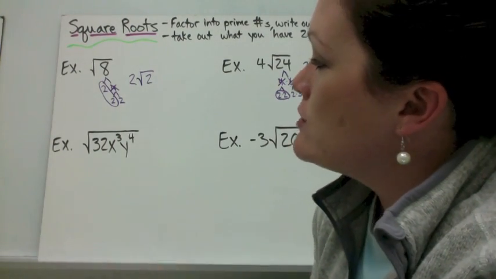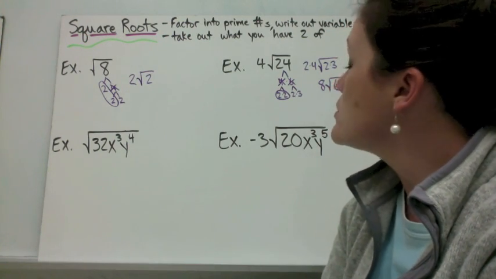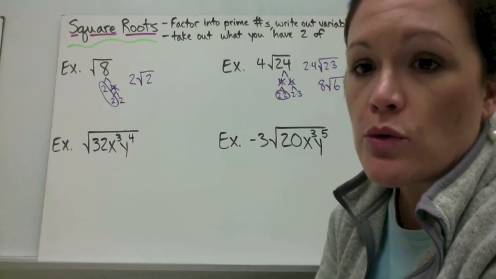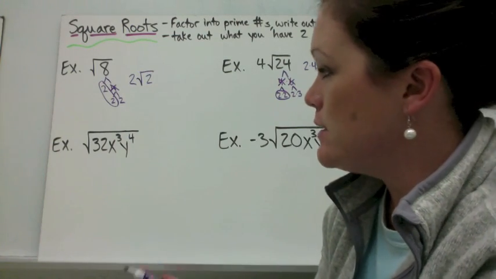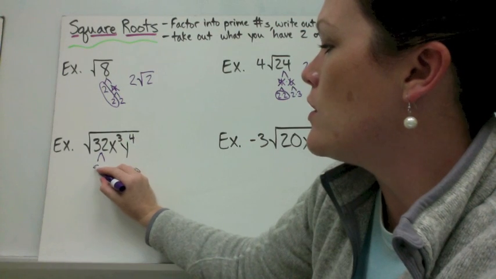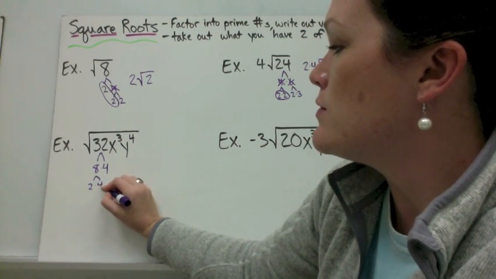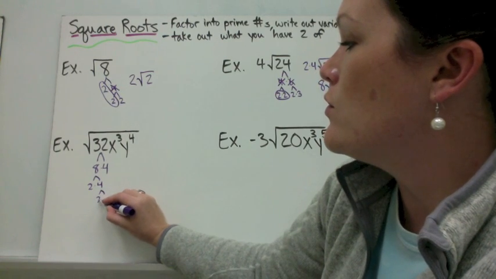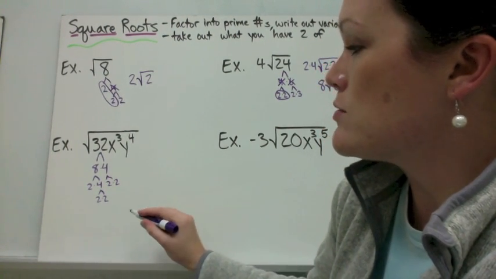So for example 3, I have the square root of 32 x cubed y to the 4th power. So this is the first one with some variables. So we're going to write them out, and that way it's easy to circle what we're going to take out and easy to see what's going to be left over. So 32 comes from 8 times 4. 8 comes from 2 times 4. 4 comes from 2 times 2. And this 4 also comes from 2 times 2.